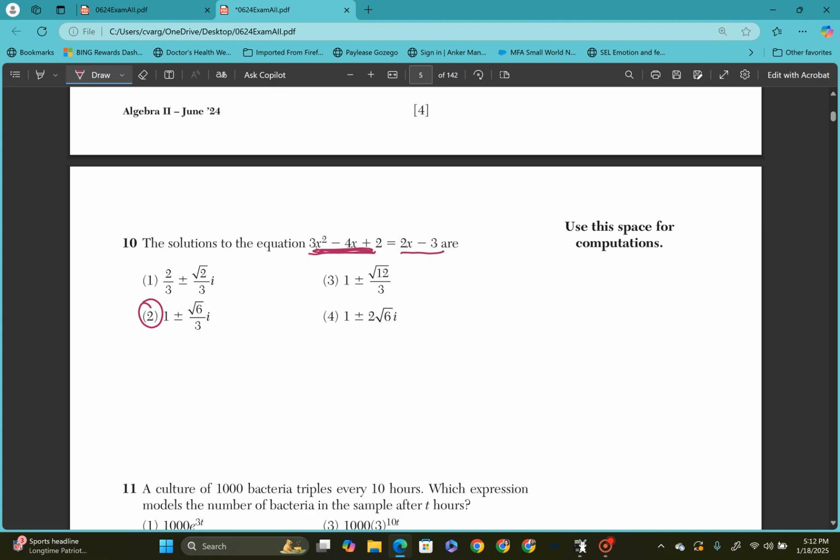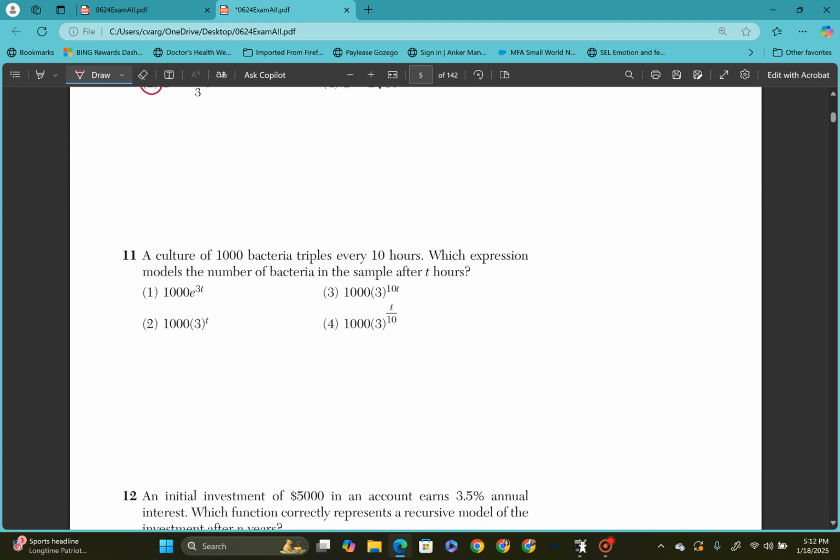All right. Question number 11. So this one is triples every 10 hours. So this is similar to like Half-Life. So we do whatever we start with. So we start with 1,000. It is tripling every 10 hours. So the time we don't know, right? And this gets divided by its tripling. Remember Half-Life? So that number, whatever that is, goes at the bottom. So we look for the one that matches that, and that is choice 4.